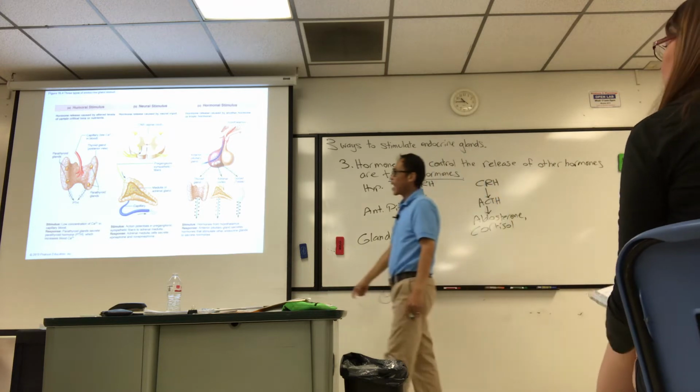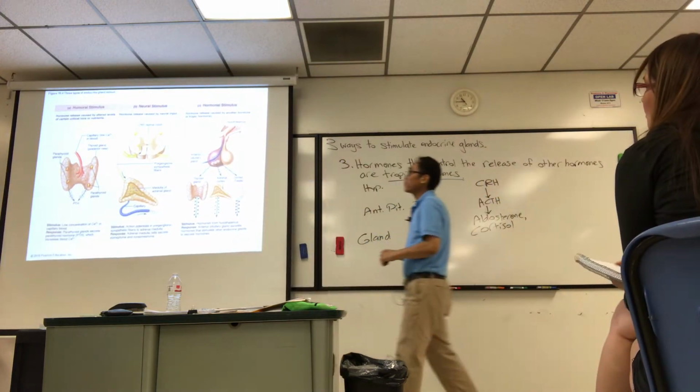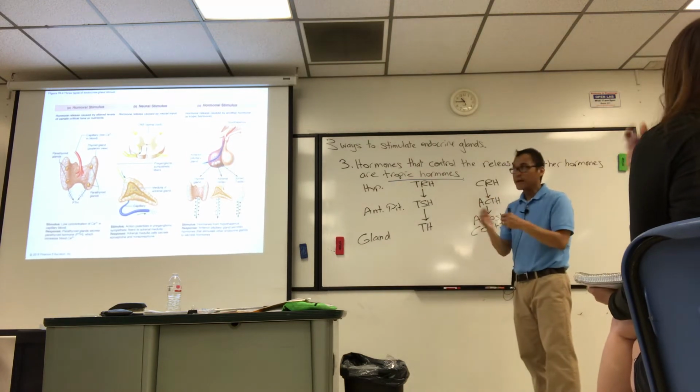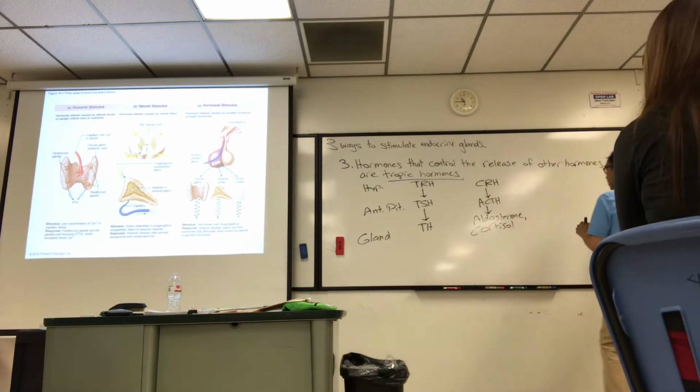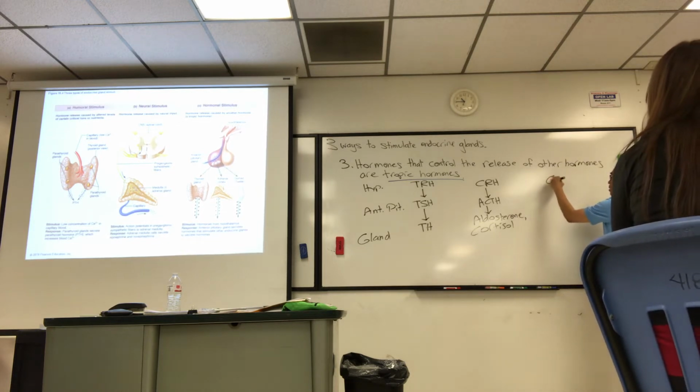All right, so your gonads, your sex hormones. They show a testes here. They could have shown an ovary. To control that, you start in the brain. There's a hormone called gonadotropin releasing hormone.